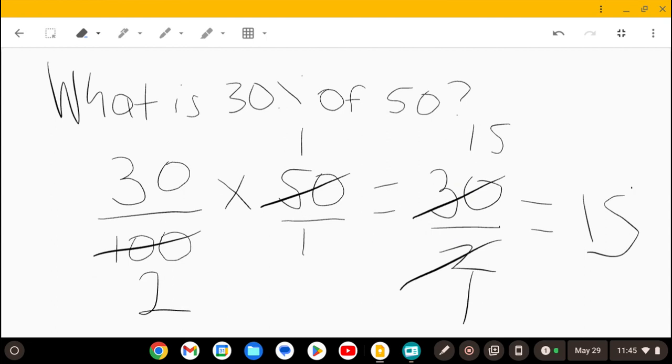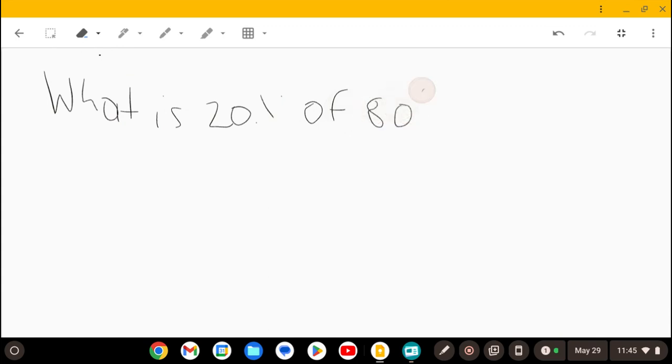So if you had 50 oranges and you wanted to give your friend 30% of it, this means that they'd get 15 oranges. Now let's look at the next question. This asks, what is 20% of 80?